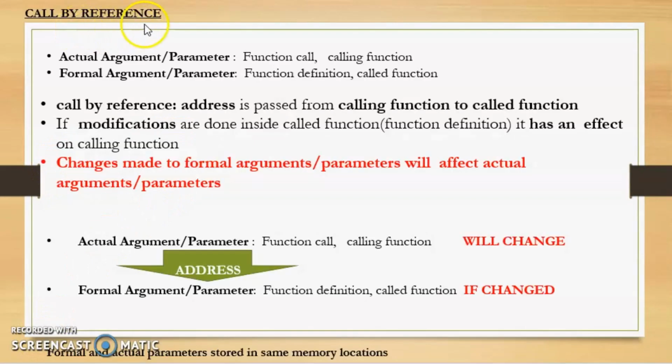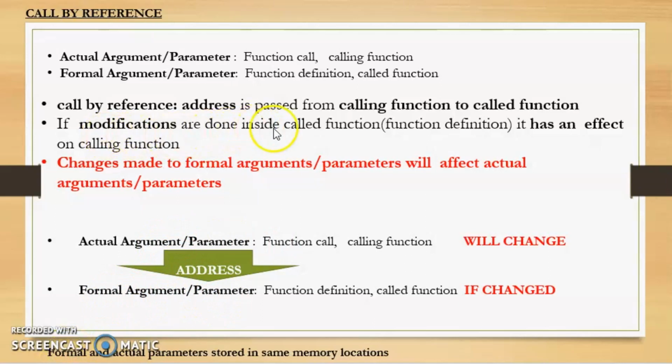Next, let us learn call by reference. We already know that actual parameters or arguments are the arguments inside the function call, and the function call will be inside the calling function, and formal arguments or parameters are the parameters inside the function definition or the called function. In call by reference, the address is passed from the calling function to the called function. Inside the calling function, we will have a function call, and the variables inside the function call are known as actual parameters or actual arguments. So over here, the address of the variables will be passed to the formal parameters.